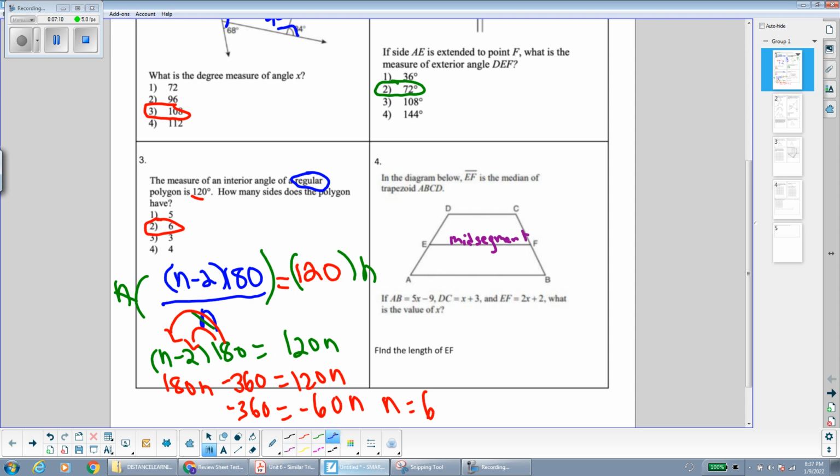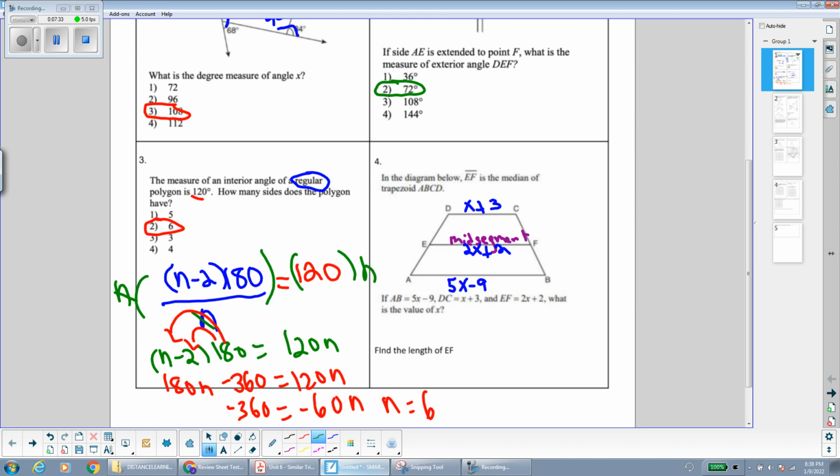They tell us in the question that AB, which is a base of this trapezoid, is 5x minus 9. DC, the other base of this trapezoid, is x plus 3. And EF, which is the midsegment, is 2x plus 2. And what we need to do is find the value of x first, and then find the length of EF. So first, we need to set up an equation to find x.